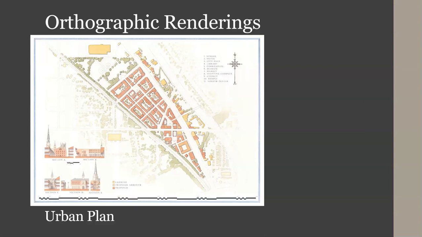Orthographic renderings can take place in large sizes. This is a town city plan, and then on the lower right is the elevation of what that plan will look like as you walk through it.